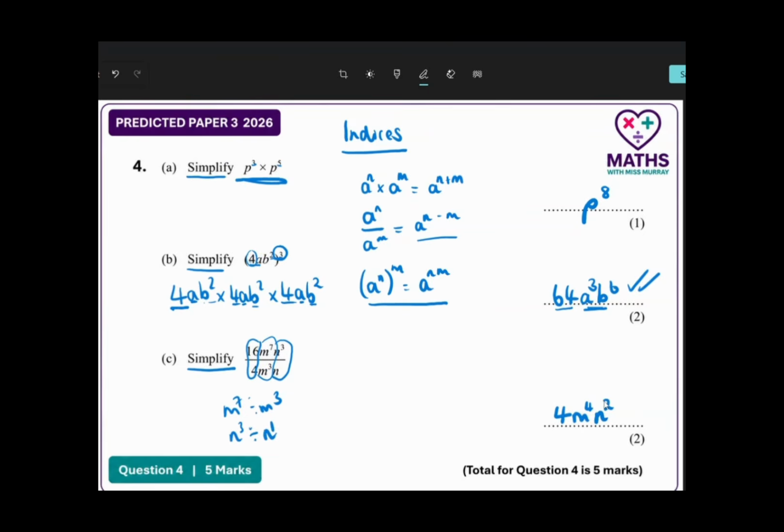Okay, just remember, if you've got an n on its own, it's the same as having n to the power of 1. And the marks for this one are similar to the one above. You have to have at least 2 parts correct to get 1 mark. Both parts correct and you get 2 marks. So that is question 4 for 5 marks.